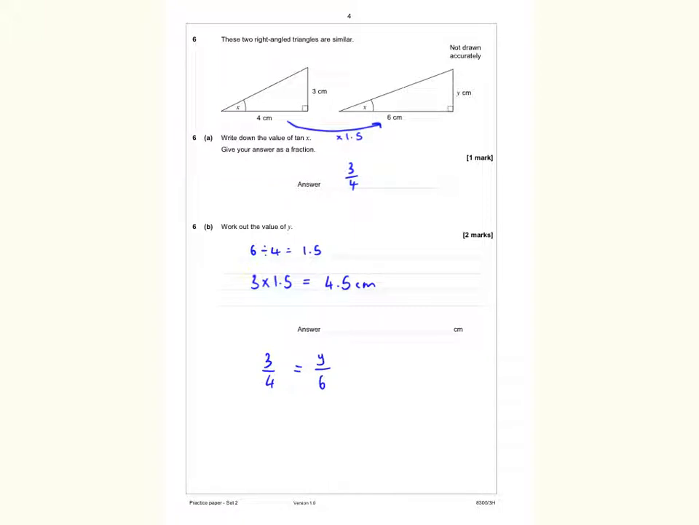If I rearrange and solve this, which is multiplying by 6 on both sides, I will get y equals 6 times 3 over 4, and that is 18 over 4, which is 9 over 2, and that's also 4.5. So our answer here is 4.5 centimeters.